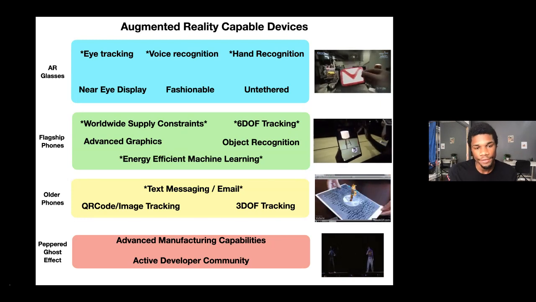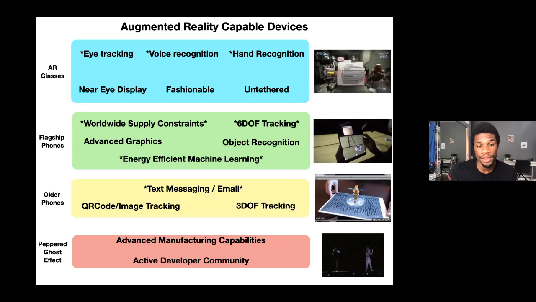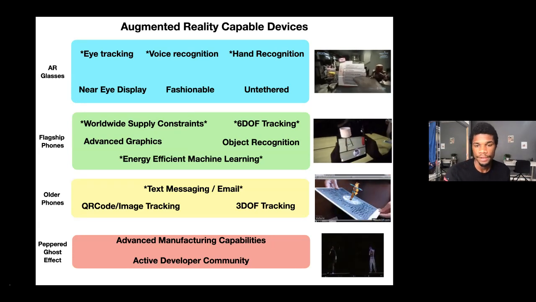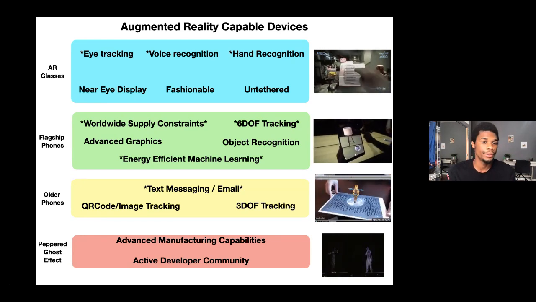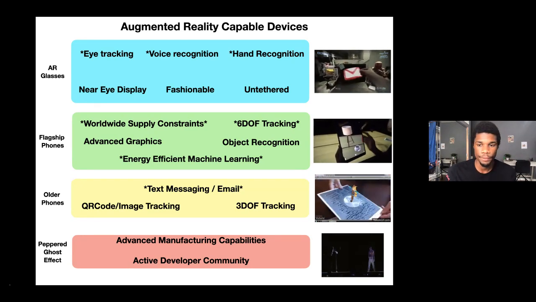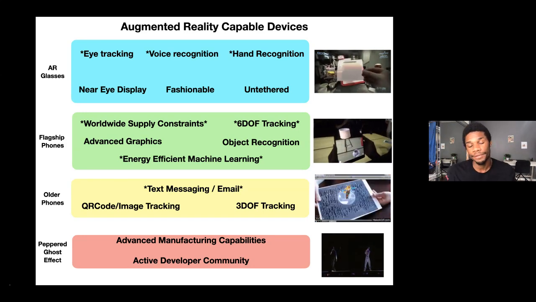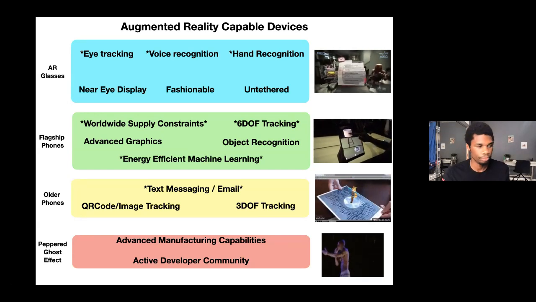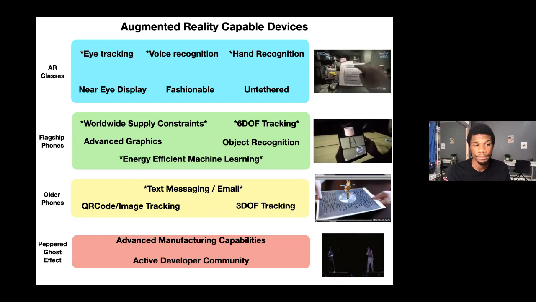So those are 2 features. We also have that advanced graphics there. And we also have object recognition and then energy efficient machine learning. And so those 3 are really important. Advanced graphics, obviously, we want to have things looking as realistic as possible. So as we move forward, advanced graphics are only going to become more advanced. Object recognition is really cool. This allows us to basically remember what an object, a physical object, looks like and map an experience to that object.